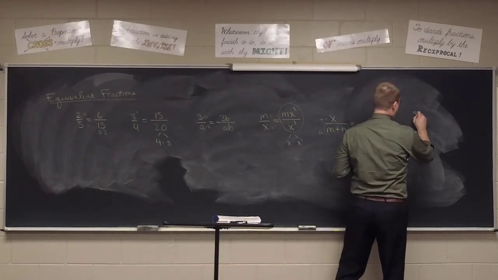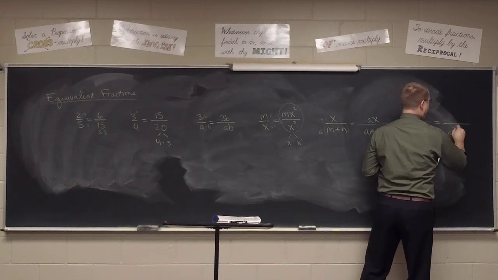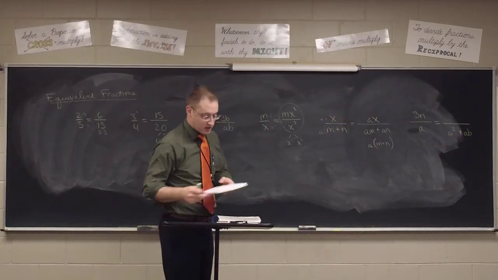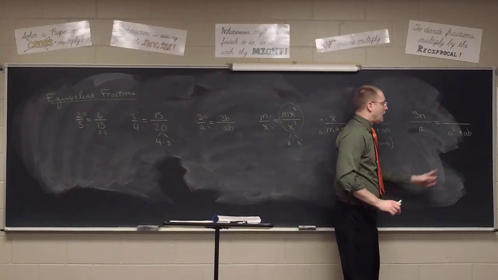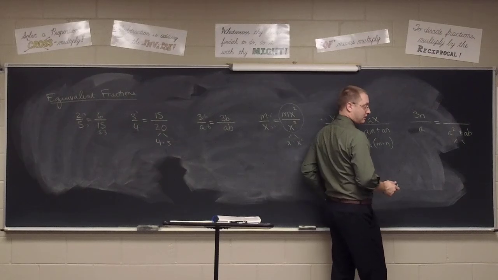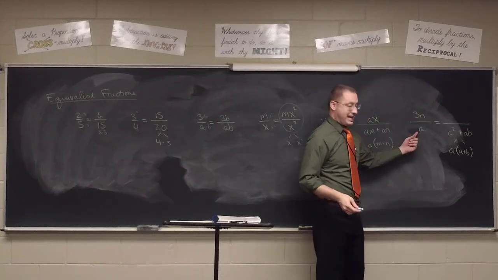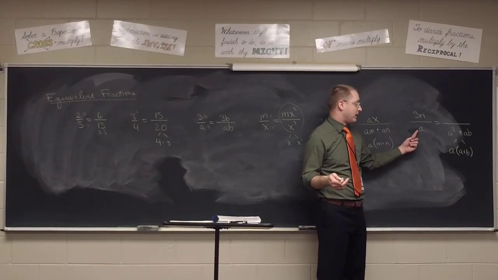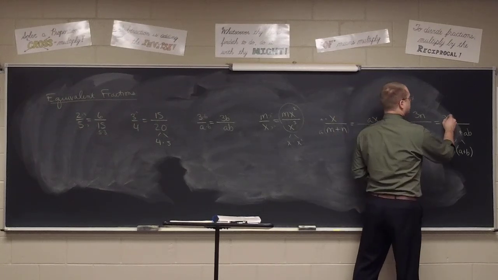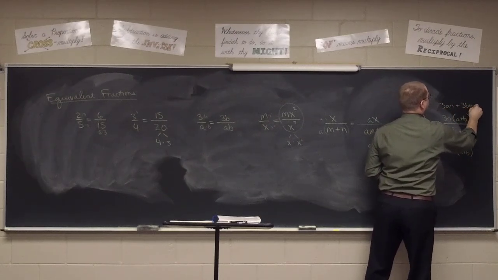One more, and then we'll call it good. 3n over a equals what over a squared plus ab? Well, if I were to factor a squared plus ab, what would it factor into? Maddie? A times a plus b. Well, here we already had the a. So obviously, class, we multiplied it by a plus b, and if we did that to the bottom, then we also have to do it to the top to get 3n times a plus b, or 3an plus 3bn.